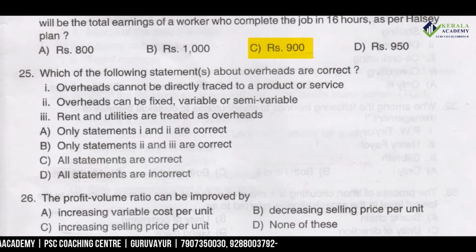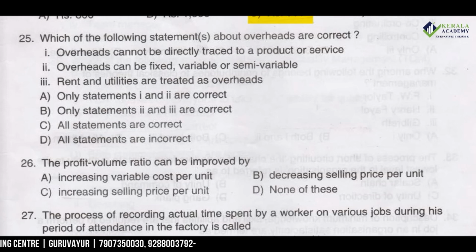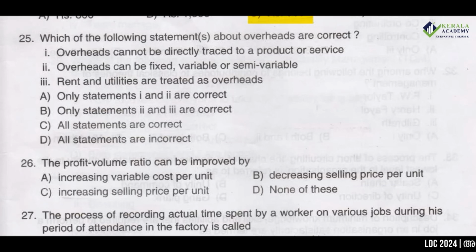Which of the following statements about overheads are correct? 1. Overheads cannot be directly traced to a product or service. 2. Overheads can be fixed, variable or semi-variable. 3. Rent and utilities are treated as overheads.